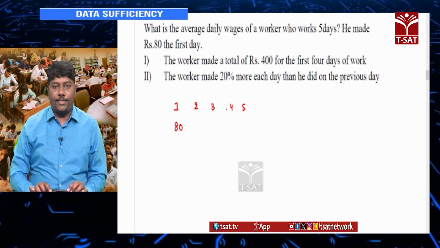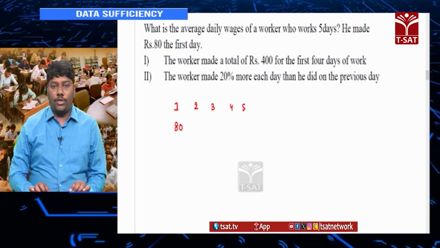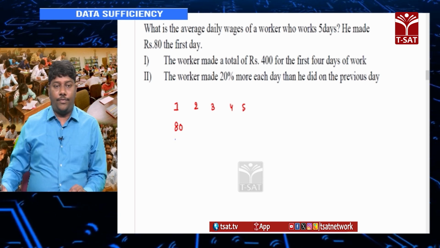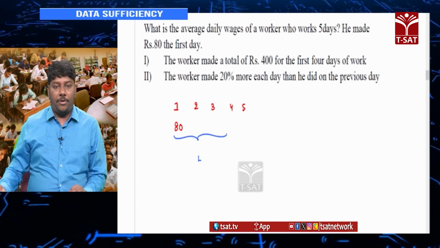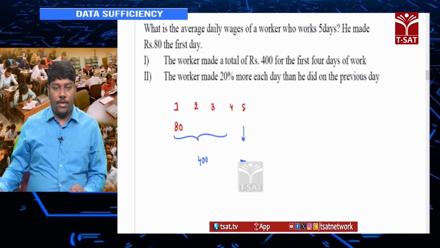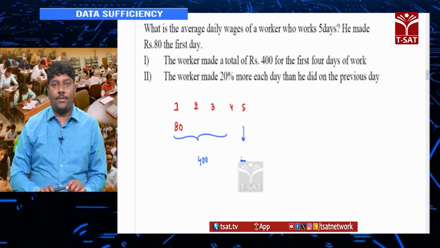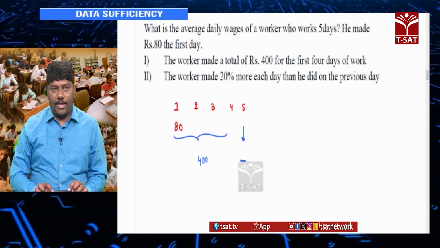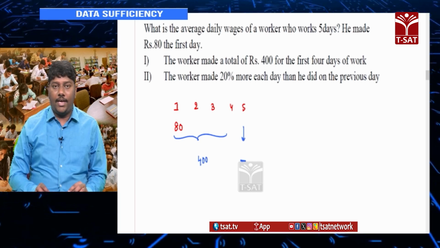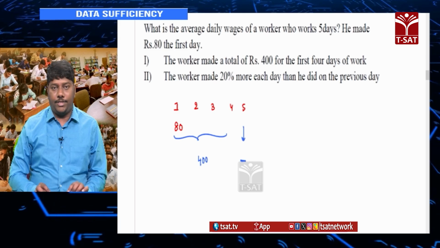Now, what does statement 1 say? Worker made a total of 400 for the first 4 days of work. First 4 days of work he made 400. Therefore, fifth day we don't know, but in order to find out the total sum you should also know fifth day. So, is it possible to find out the average without knowing fifth day? We can't. So, 1 is not sufficient.